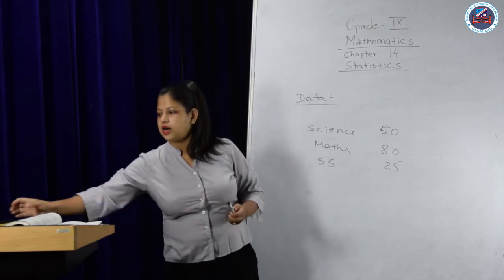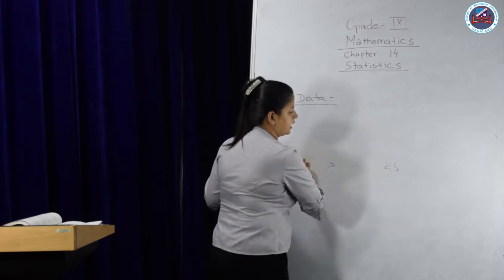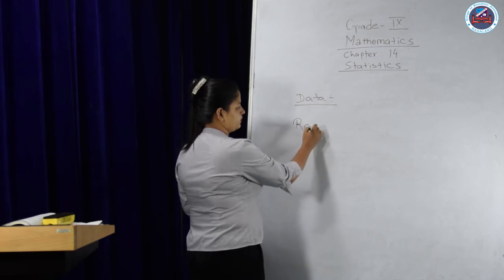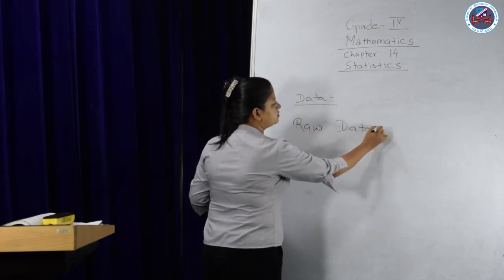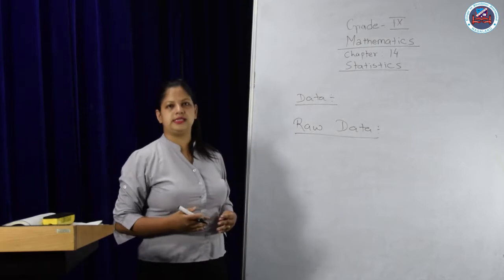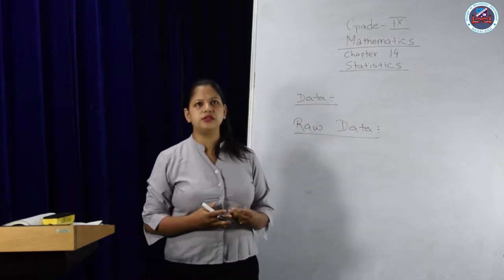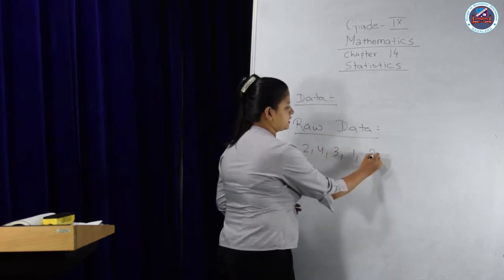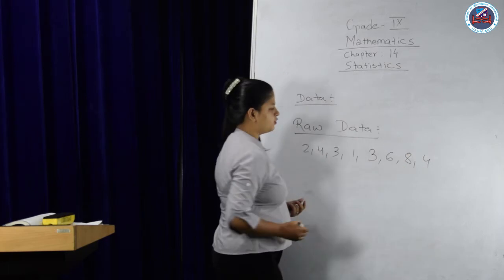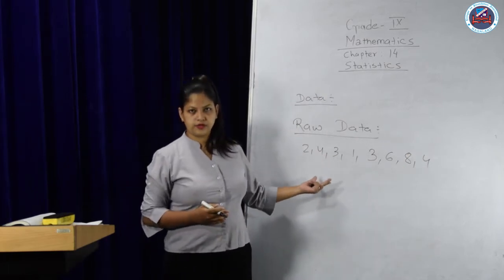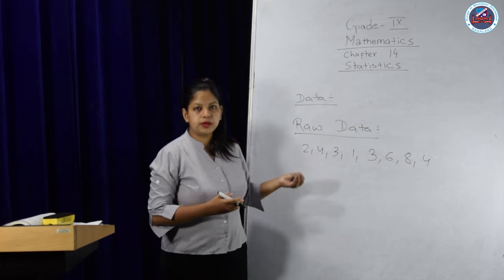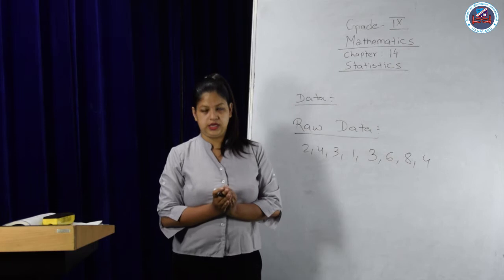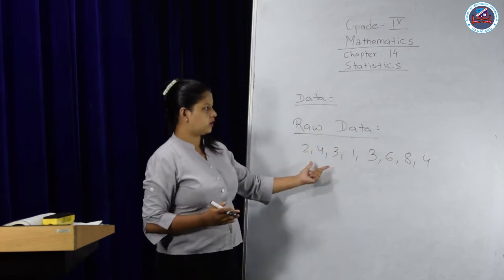Now data has various types. Here in grade 9 we will be learning about a few types of data. First is raw data. Whenever we say raw data, it gives the information but not in depth. For example, if I write numbers like this, you can understand this is a collection of numbers, but which numbers are repeated how many times, it is not giving specific information about that. So such data we call raw data.